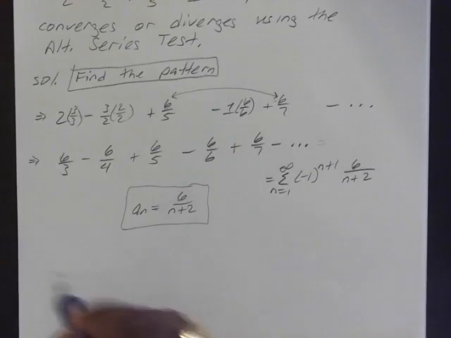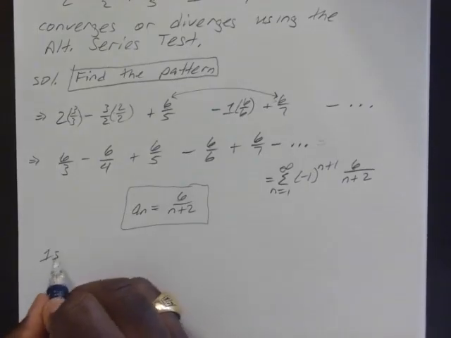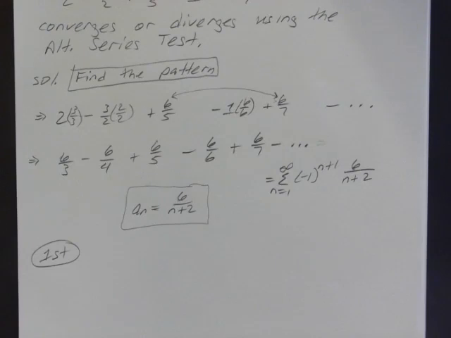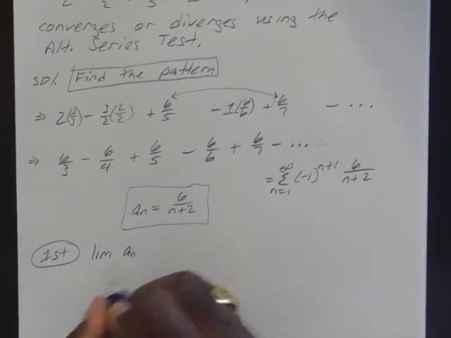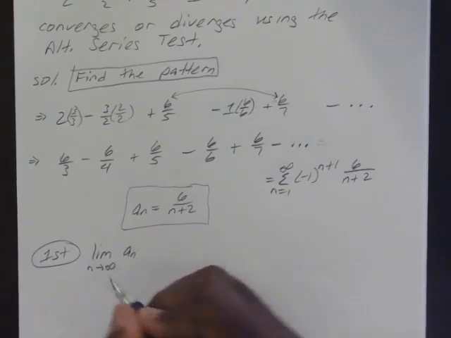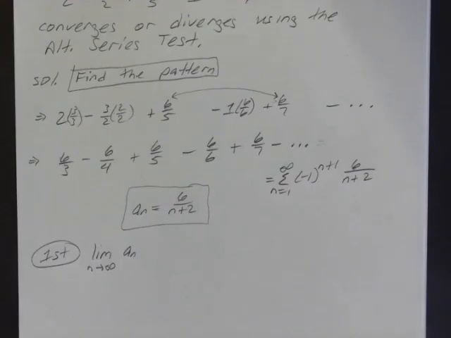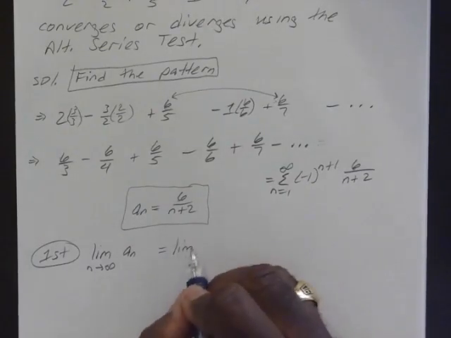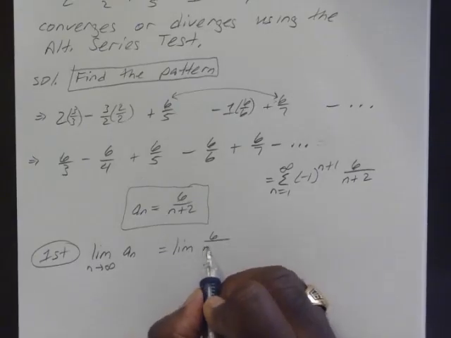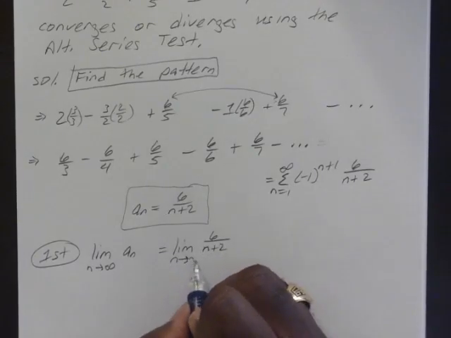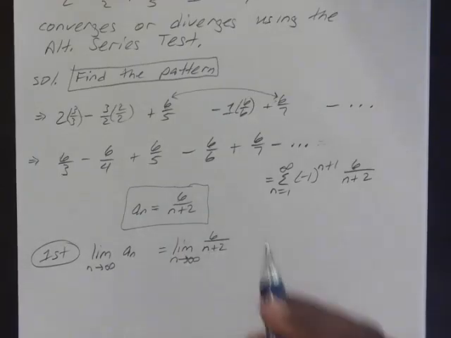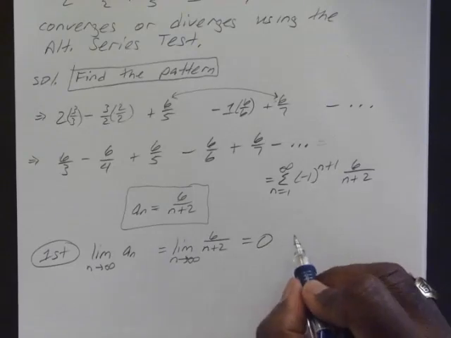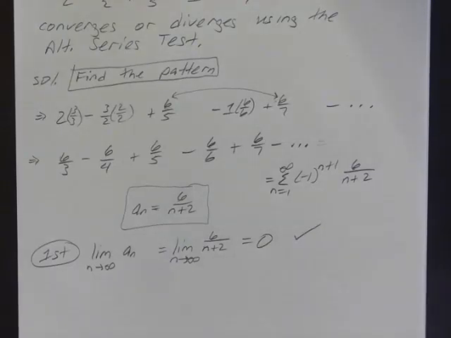So now that we have our series in the right form, we can look at our conditions. We have the limit of a sub n as n approaches infinity, which is the limit of 6 divided by n plus 2 as n approaches infinity. Well, we have a constant divided by a number getting bigger and bigger, so we know that limit is 0, so that condition is met.